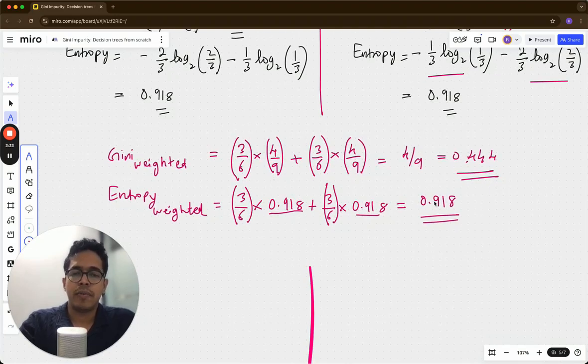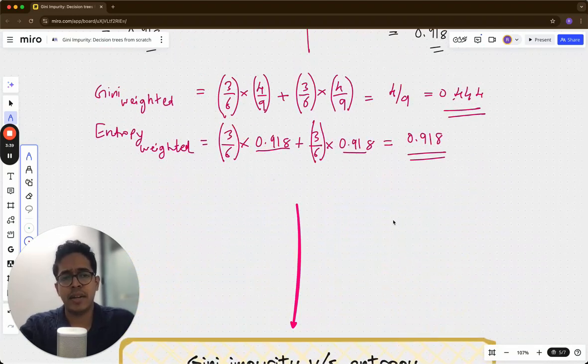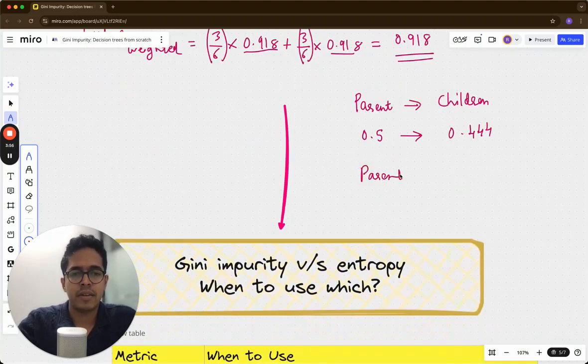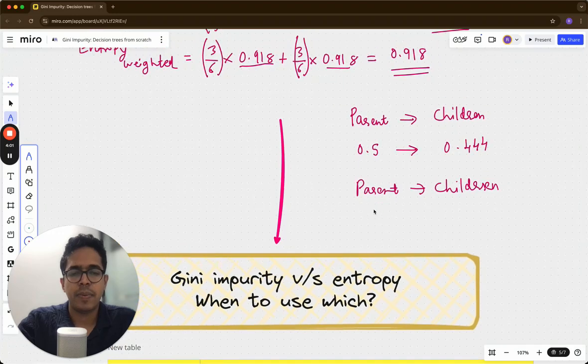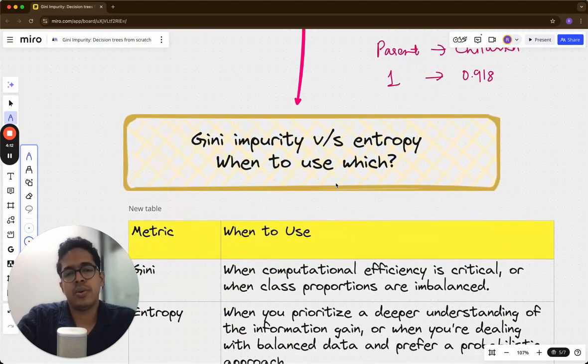So now, in the case of Gini impurity, we can calculate the reduction in Gini impurity. While going from parent to children, the Gini impurity went from 0.5 to 0.444, whereas when we went from parent to children, the entropy went from 1 to 0.918. So both are useful metrics, both decrease when the splitting is good. But here we'll see which one to use and what is better.